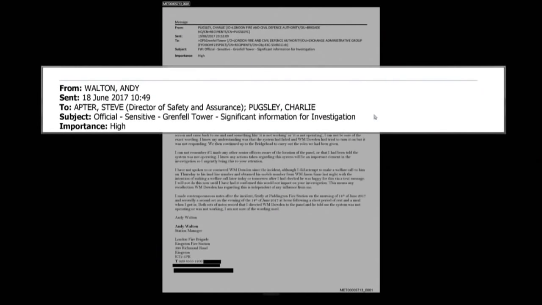Can I just ask you to look at your email that you sent after the event? It's MET quadruple 05713. This is an email you sent to Steve Apter on the 18th of June 2017. Steve Apter is Director of Safety and Assurance, and also to Charlie Pugsley. And you say, "Sir, I've just recalled an action or omission by me in the early stages of the Grenfell Tower incident, which I urgently bring to your attention."